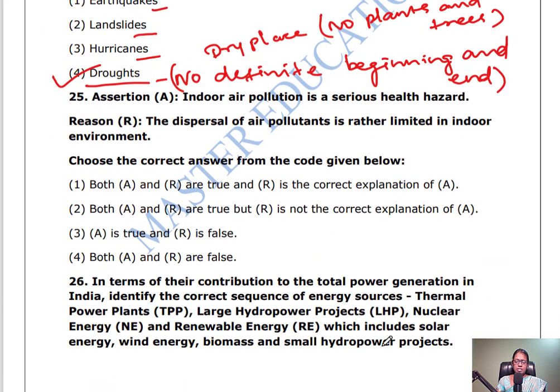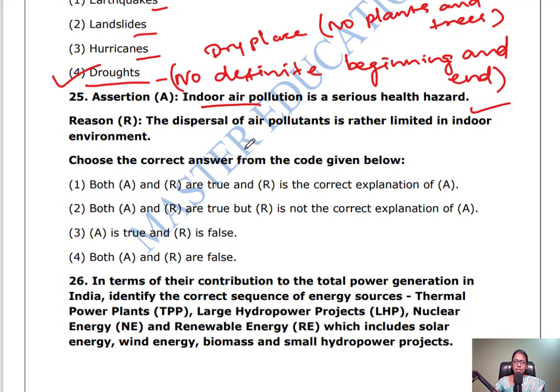The next question. Assertion: indoor air pollution is a serious health hazard. Yes, because indoor air pollution means the air is circulated inside the room. In rural areas, they use gas stoves, and there is no ventilation for the air to go outside when they cook. So this indoor air pollution creates a serious health hazard. Yes, the assertion is true.